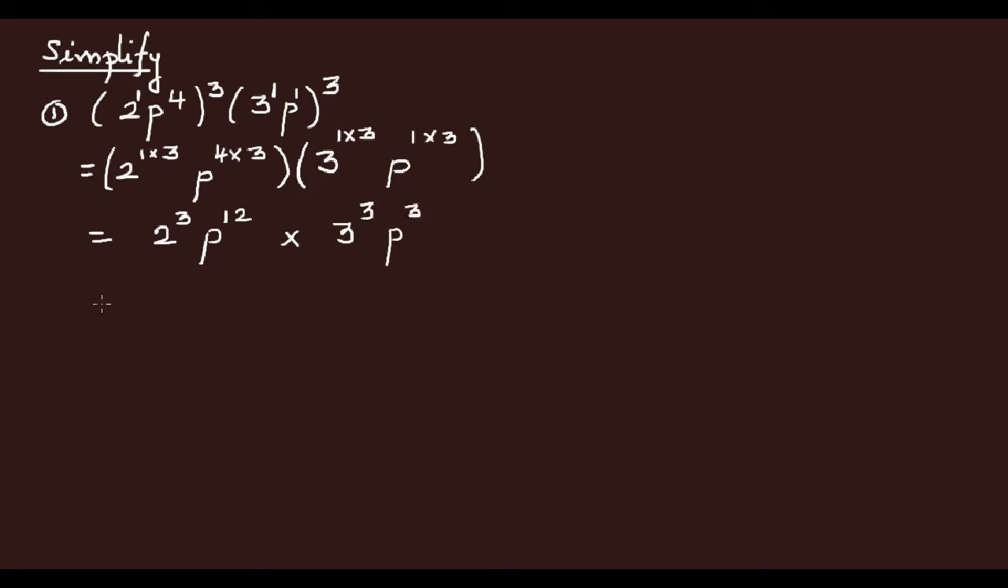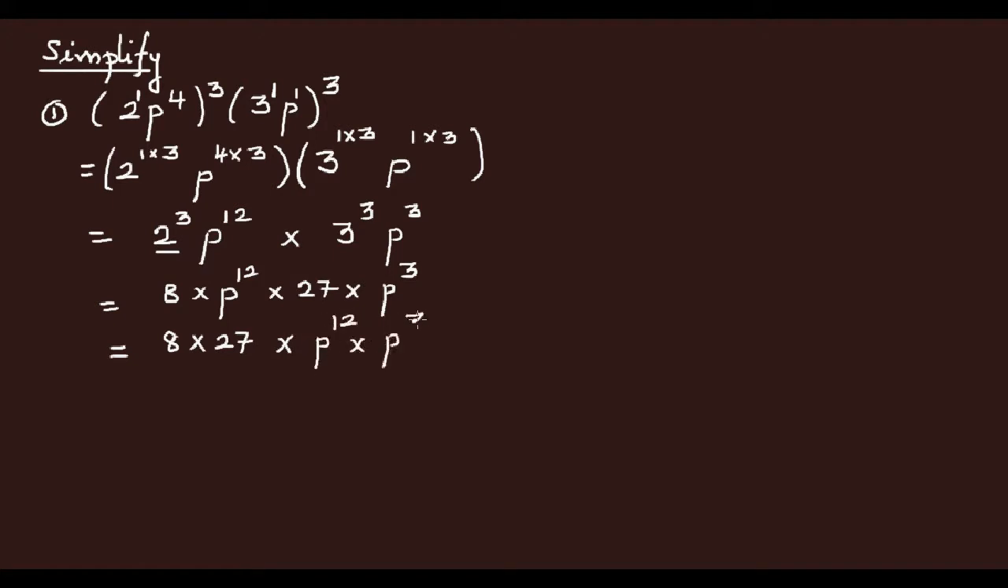If you expand this out, what is 2 to the power 3? That's 2 times 2 times 2, so that is 8 times p to the power 12. Times 3 to the power 3 is 27 times p to the power 3. Let's group the numbers and the letters separately. So this is 8 times 27 times p to the power 12 times p to the power 3. You can simplify this and simplify this.